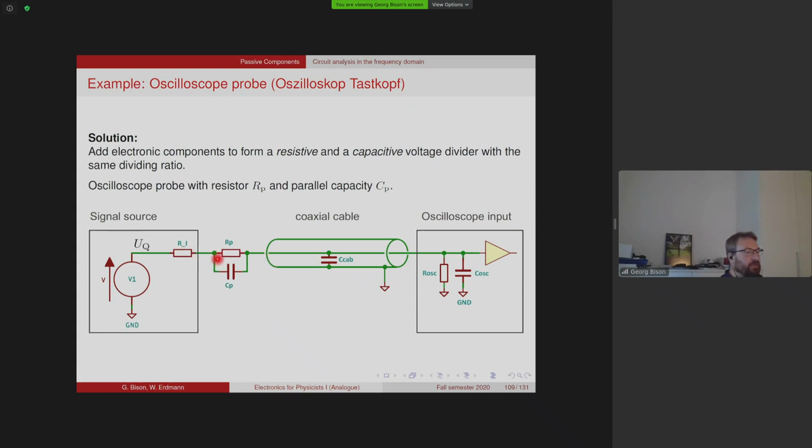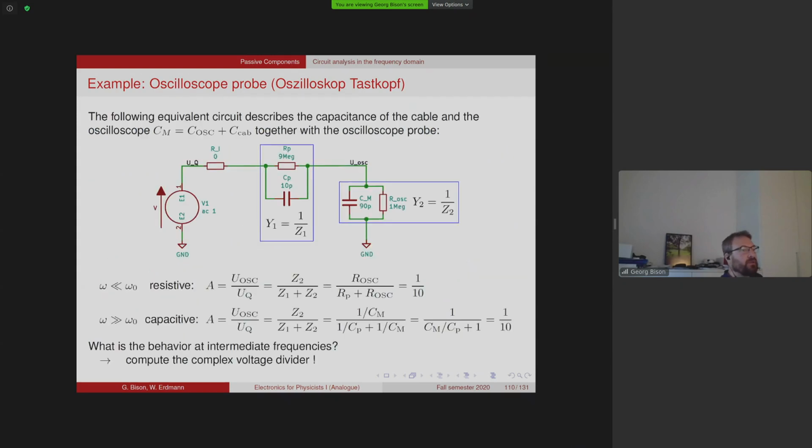And if you integrate another resistor and capacitor into the probe, then you can drastically improve the performance of the oscilloscope. And so let's have a look at how that works. Now, let's say that the 90 picofarad is the combined capacitance of the cable and the input of the oscilloscope. The 1 mega ohm that we see here is the internal resistance of the oscilloscope.